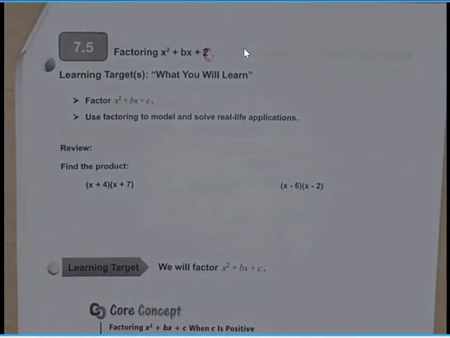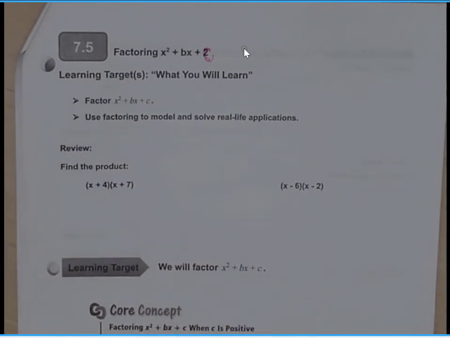Everybody, we're going to take a look at 7.5 today, factoring x squared plus bx plus c. Sorry about the typo there. So we talked about factoring before, but we're going to do it with a full trinomial here.